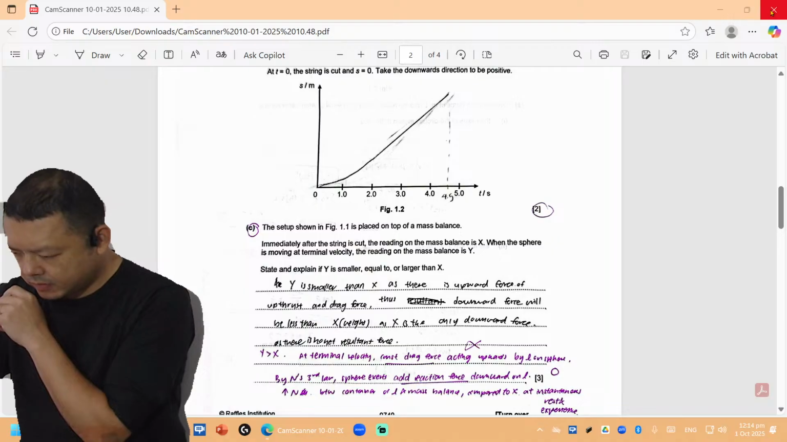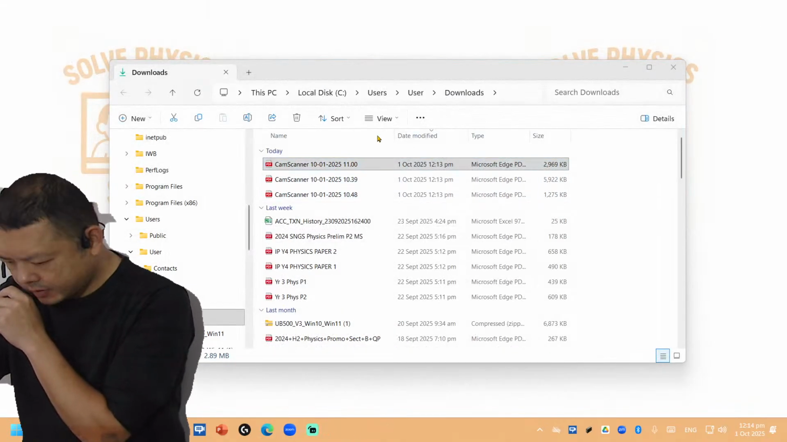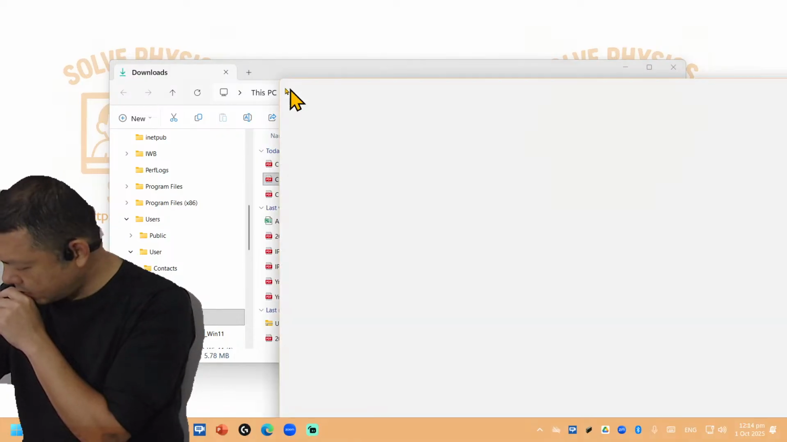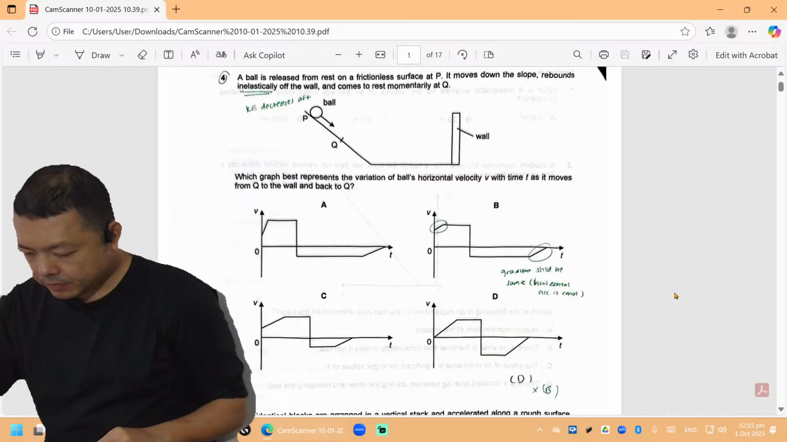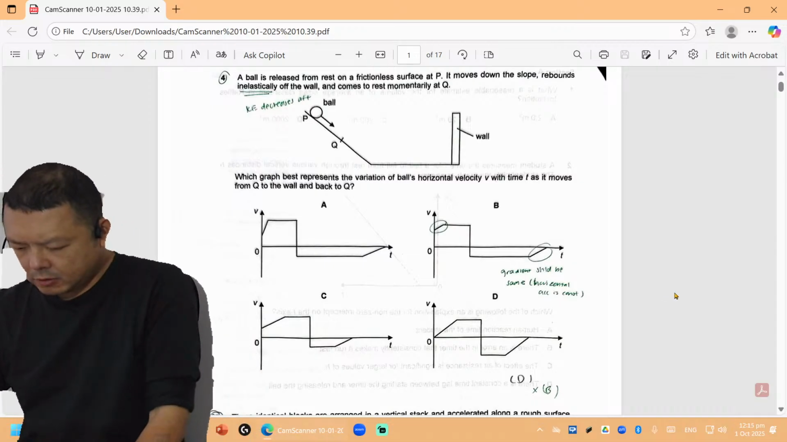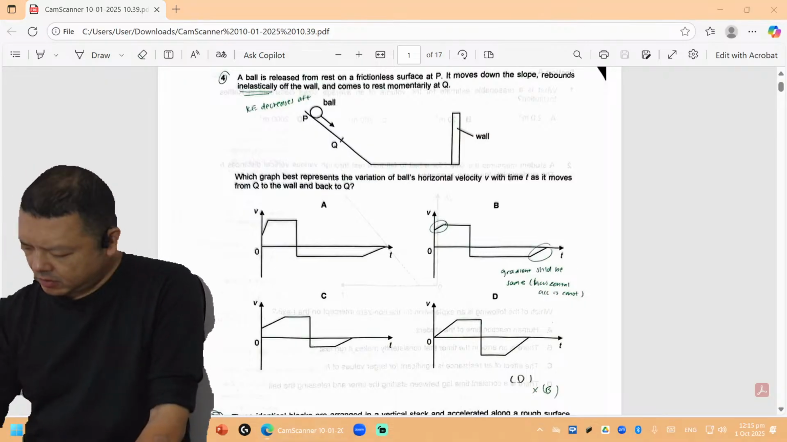Hold on, not this one. Hang on. I start off with the MCQ first. This one here? Okay. Right.